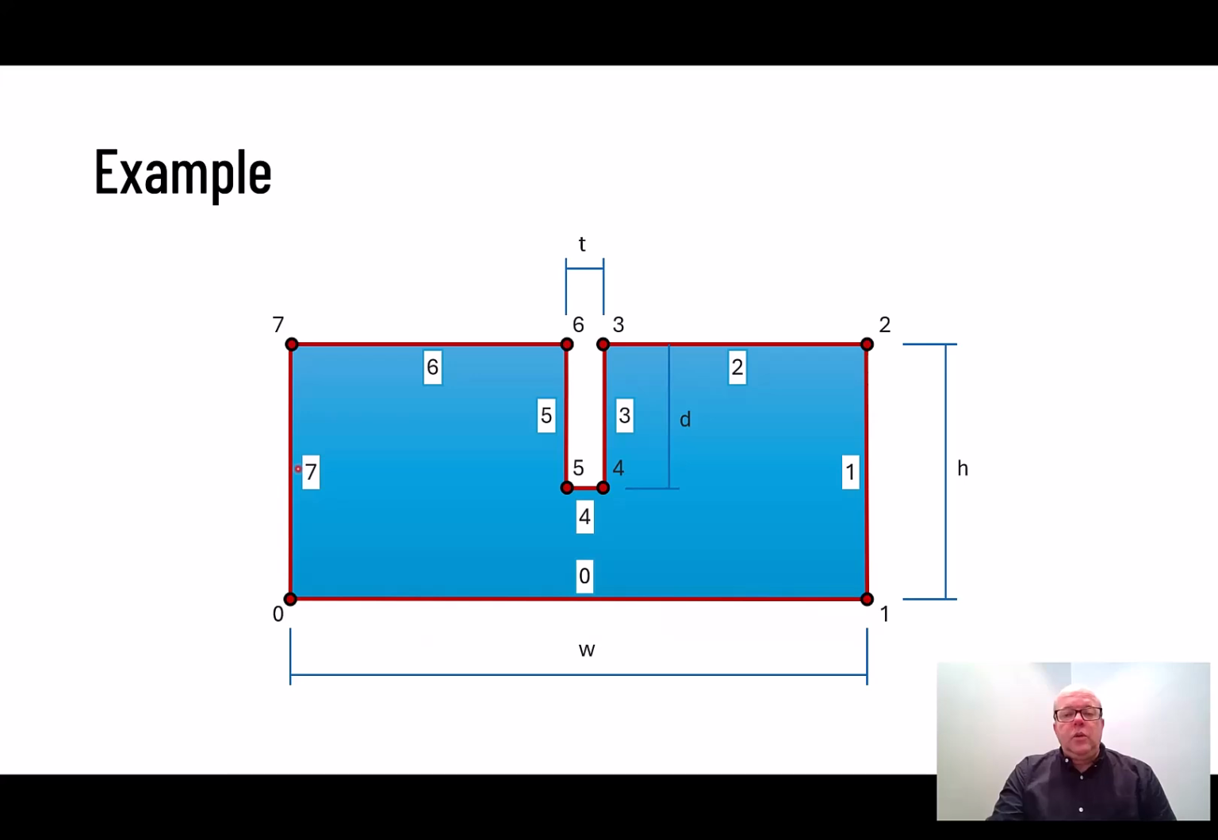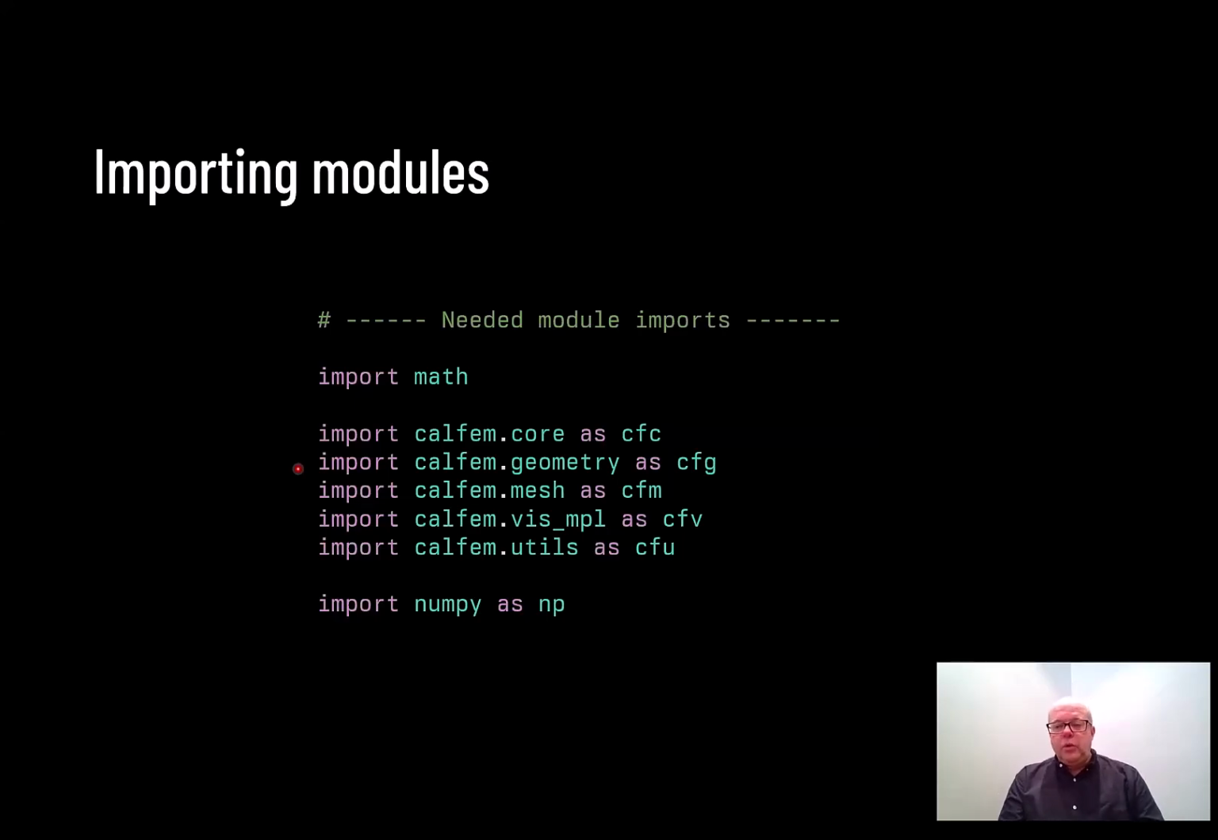The first step we need to do is to import all the modules we need for this task. So we will use calfem.core, which you should have started using in worksheet 2. We import that as cfc. We import calfem.geometry as cfg, calfem.mesh as cfm, that is the meshing support. Then calfem.vis_mpl for the visualization functions as cfv, and then calfem.utils for some other functions that are good to have. And of course, we also need NumPy.